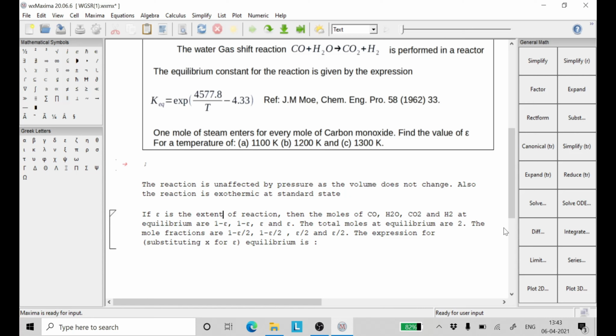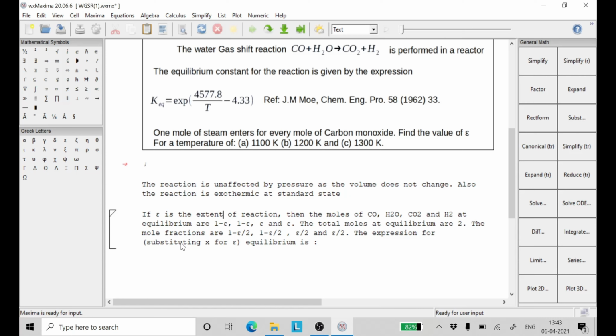The total moles at equilibrium are 2. If we add all these, the answer is 2. The mole fractions for each and every component are now 1 minus epsilon over 2, 1 minus epsilon over 2, that is for carbon monoxide and steam, and for carbon dioxide and hydrogen it is epsilon by 2 and epsilon by 2.